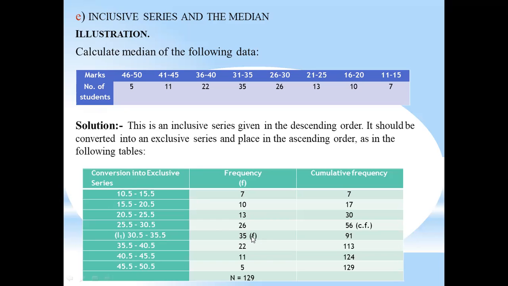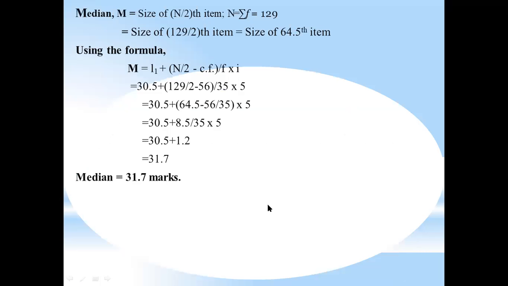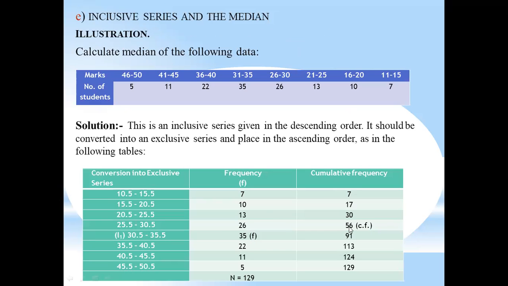Then you have the frequencies: 7, 10, 13, 26, 35, 22, 11, and 5. To convert that into cumulative frequency, you got N as 129. So you do 129 by 2, and you got the 64.5th item. If you see your cumulative frequency, the 64.5th item will be in this particular class, that is 91, and the corresponding class is 30.5 to 35.5. Your frequency is 35. Cumulative frequency of the preceding class is 56.